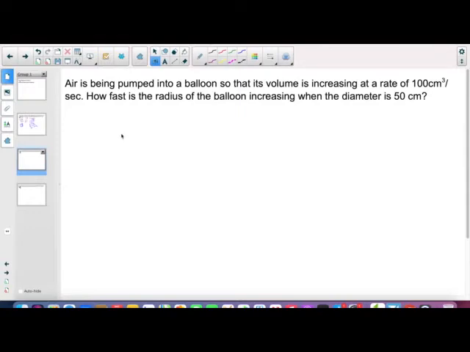So we're talking about a spherical shape, a balloon. So if I just kind of do a rough sketch of a sphere, we'll say that that's my balloon. The air is being pumped into the balloon. So the balloon is expanding. It's getting larger, being blown up, and it's increasing at a rate of 100 centimeters cubed per second. So that means the change in volume, dV/dt, is 100 centimeters cubed per second.